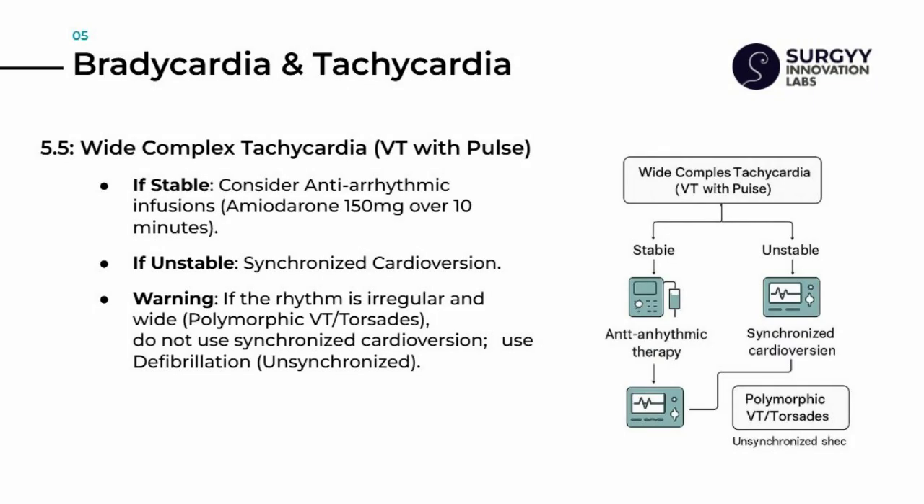Wide complex tachycardia, typically ventricular tachycardia with a pulse, has distinct treatment paths. If the patient is stable, consider anti-arrhythmic infusions, specifically amiodarone 150 mg delivered over 10 minutes. If the patient is unstable, the priority is synchronized cardioversion to restore a normal rhythm.